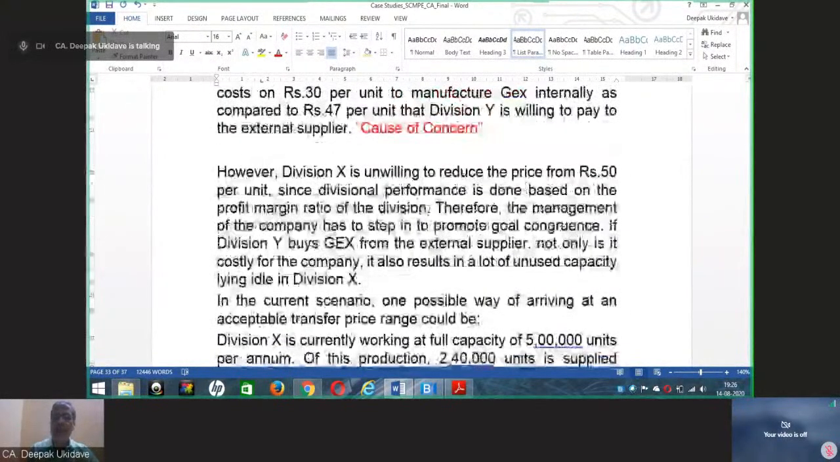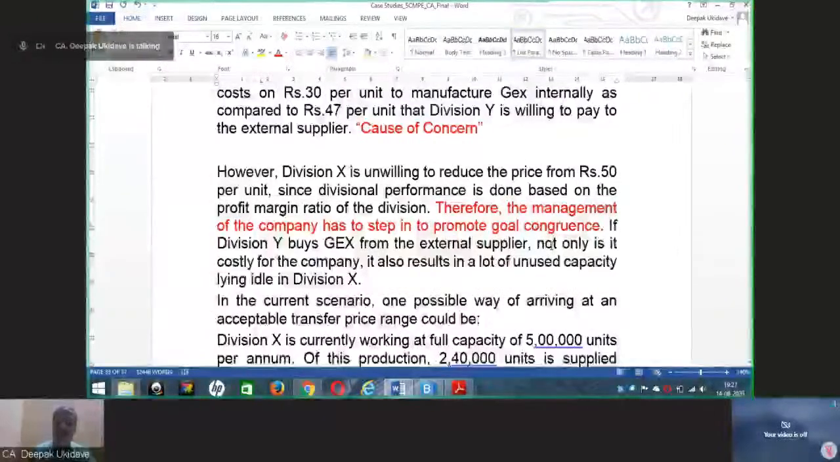But division X is unwilling to reduce the price from rupees 50 per unit, since divisional performance is done based on the profit margin ratio of the division. Therefore, management of the company has to step in to promote the goal congruence. Now, this is the key line. Management has to intervene. Management has to rope in, has to pitch in to promote goal congruence.